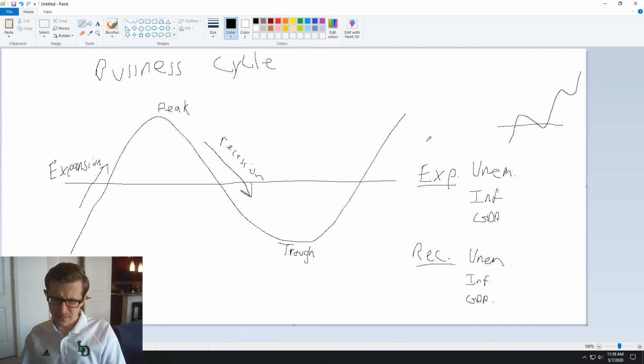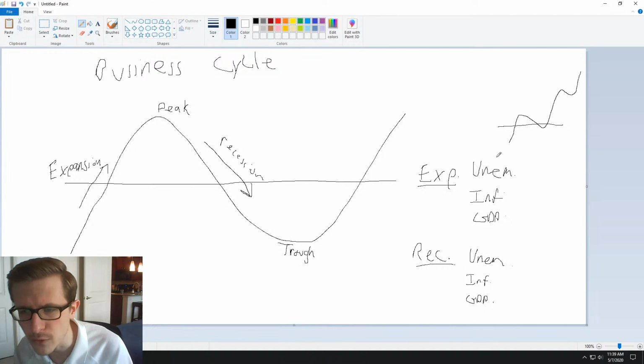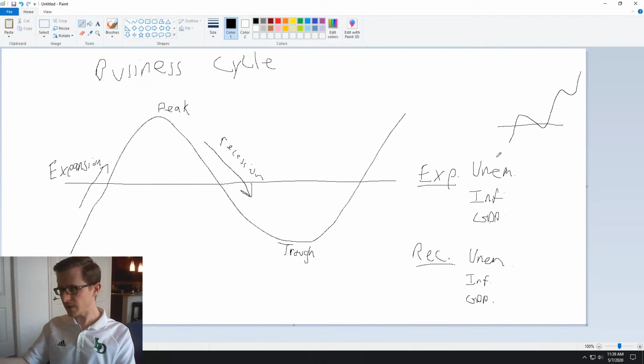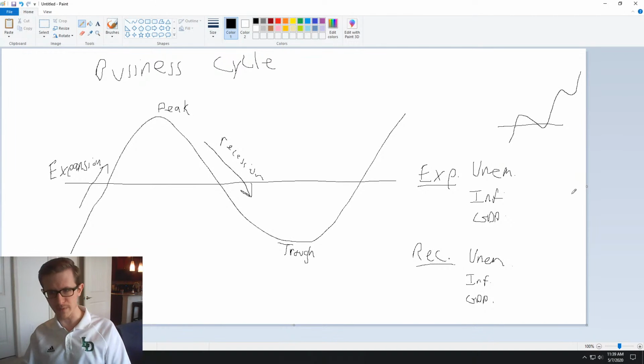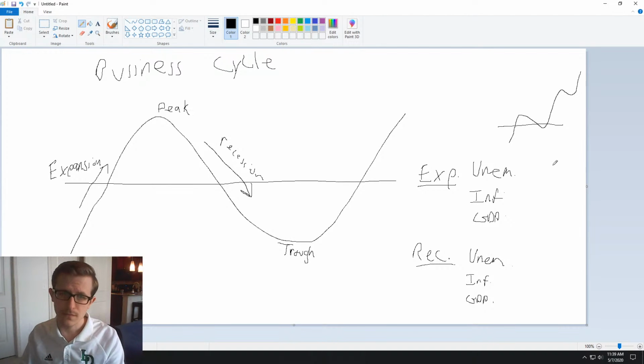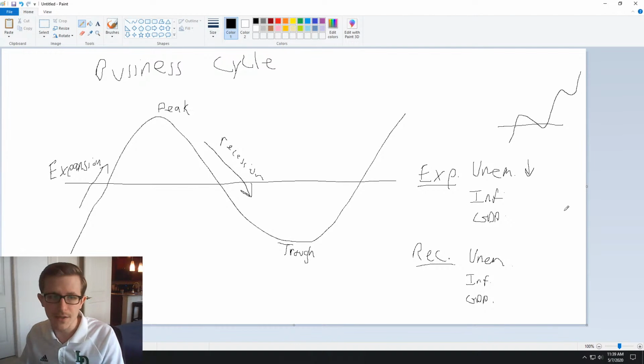So, for expansion, what does it mean for unemployment? As the economy is getting bigger, more work being done, more being made, what does that mean for unemployment? It means that unemployment's going down. That's right. So unemployment's going to be going down, because generally speaking, more people are going to have jobs. There's more of a need for jobs. Businesses can afford to hire more employees, and things of that nature.